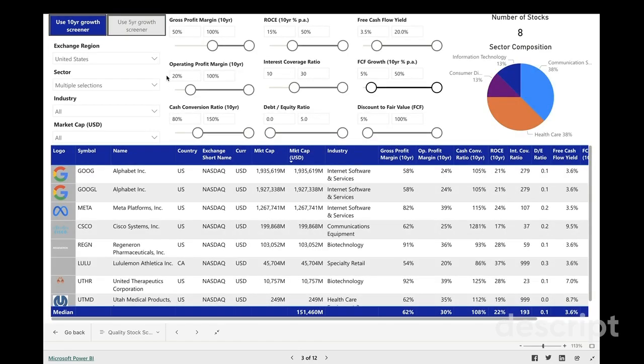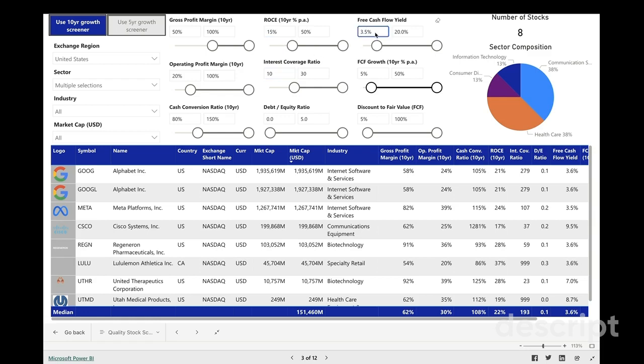Next, adjust the sliders to set your desired criteria for each metric. The default settings are gross profit margin, greater than 50%. Operating profit margin, greater than 20%. Cash conversion ratio, greater than 80%. Return on capital employed, greater than 15% per annum. Interest coverage ratio, greater than 10.